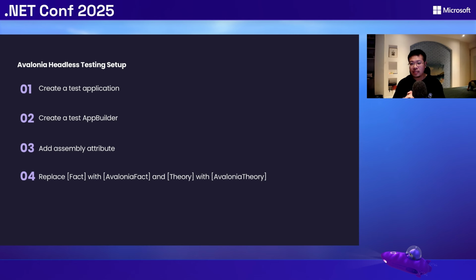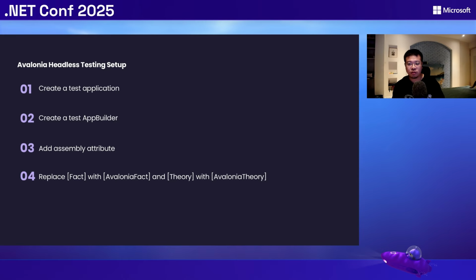Okay, so let's have a quick recap of the setup process to make it clear. First, we need to create a test app. And second, we need to create a test app builder. And then we need to add the assembly attribute. These three steps are one-time setup for your entire test project. Once you are done, it's there. You don't need to touch them anymore.